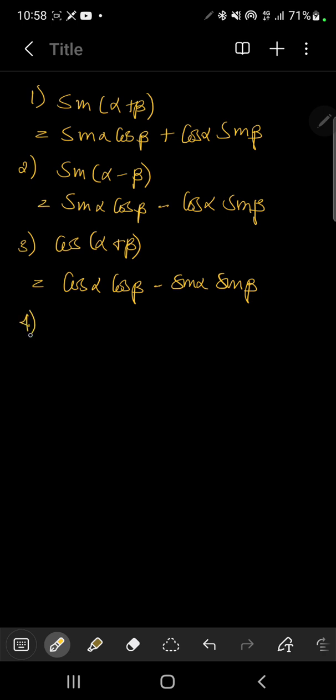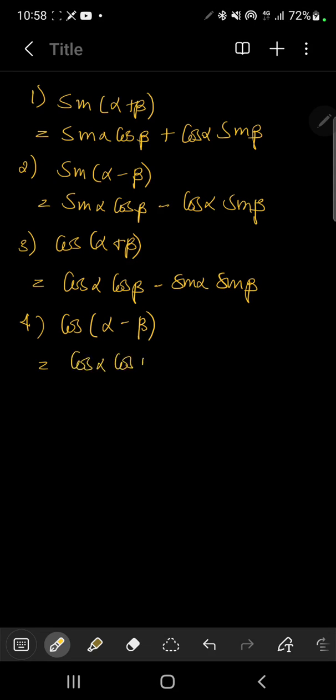Then the other one is cos alpha minus beta. So this one is equals to, we start with cos alpha cos beta. Our sign is negative there, so here we have positive, then sine of alpha sine of beta. So these are the compound identities.